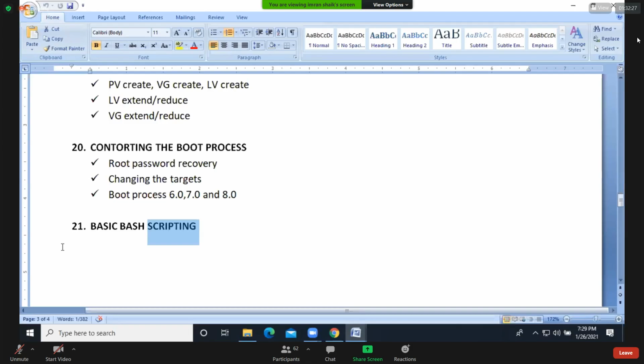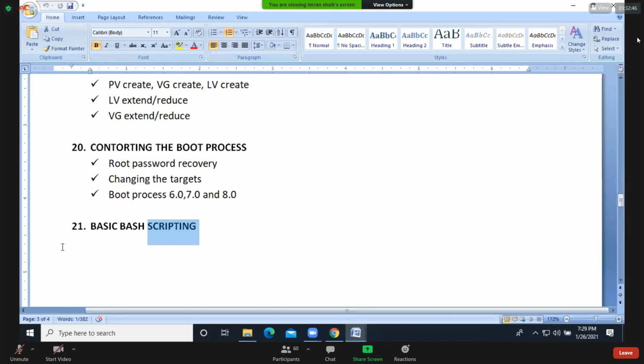PowerShell is a different story. PowerShell we are going to use in the Windows operating system, so PowerShell scripting is a different story. We are going to discuss only basic Bash scripting. We are not going to feel this is basic.